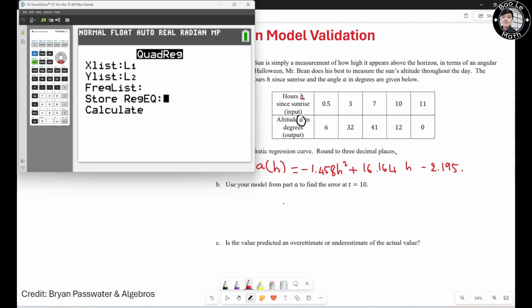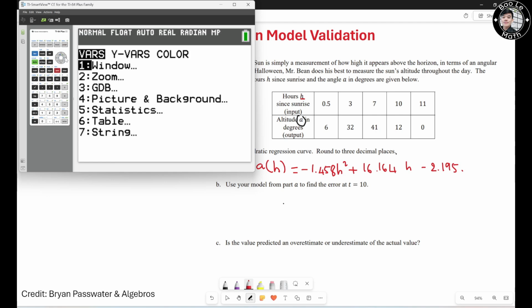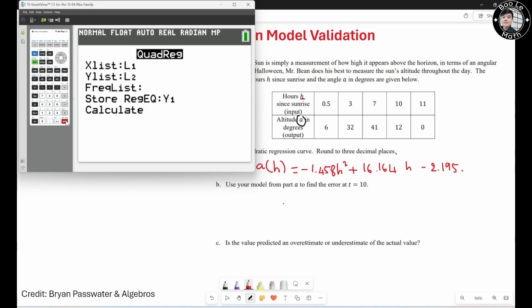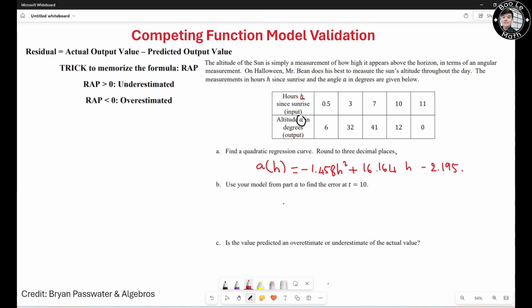And go to store, hit VARS, Y-VARS, Function, Y1, hit calculate, and the answer is right here. It's exactly the same thing. Alright. Now question B. Use your model from part A to find the error at t equals 10.